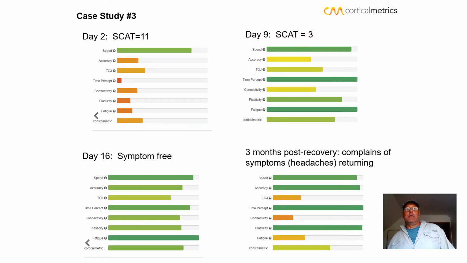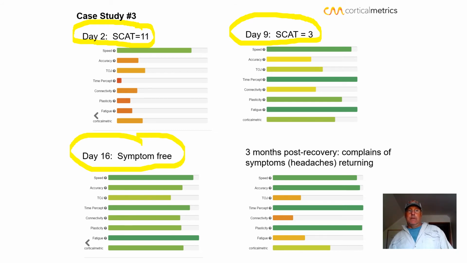Case study 3 is comparing to SCAT, the Sport Concussion Assessment Tool. With that tool, higher numbers are worse. On day 2, this person had a SCAT of 11, and their scores reflected that. On day 9, a SCAT score of 3, and it looked mixed. On day 16, symptom-free, and their scores reflect that. Three months later, this athlete came in complaining of his symptoms returning, and the scores reflect that.